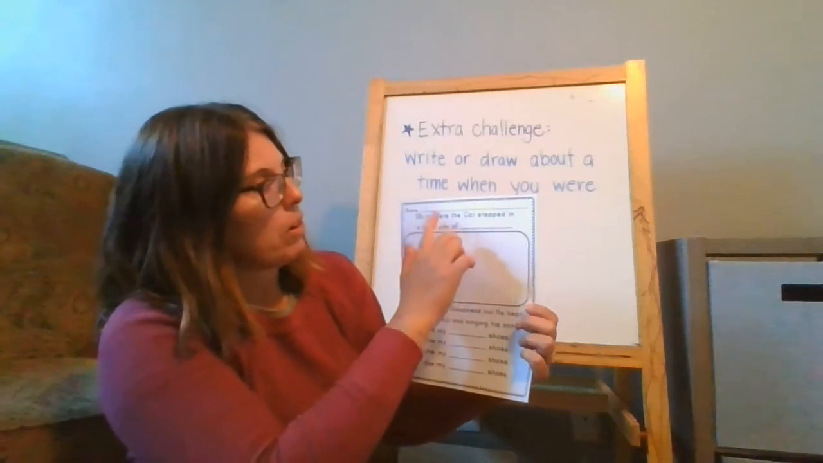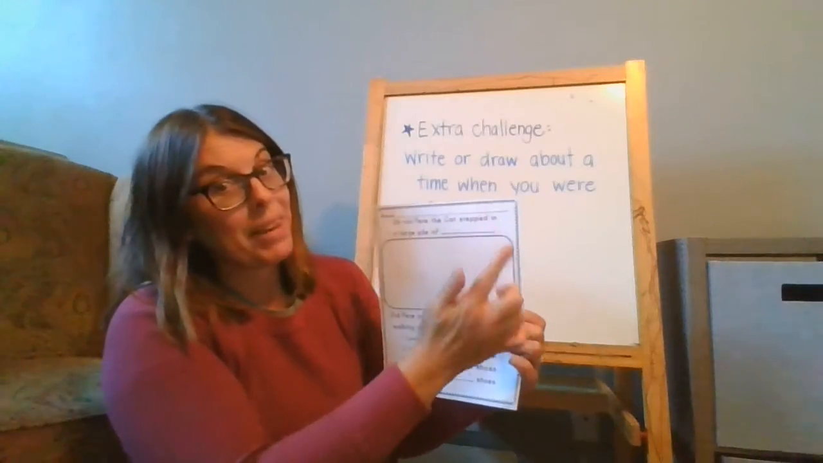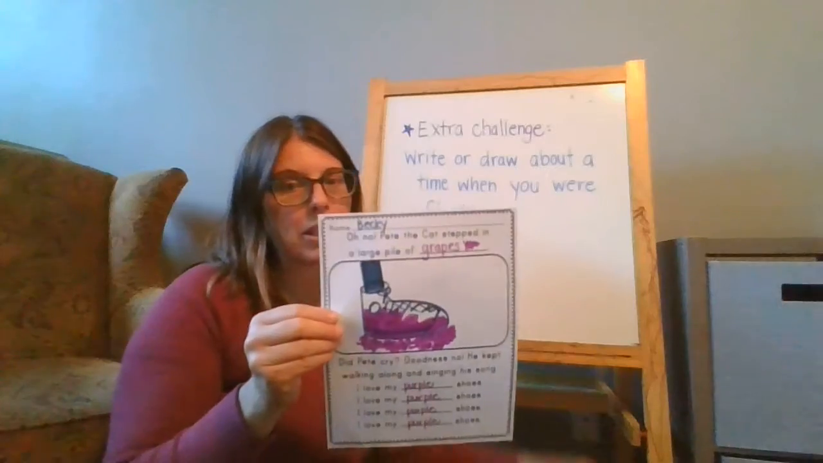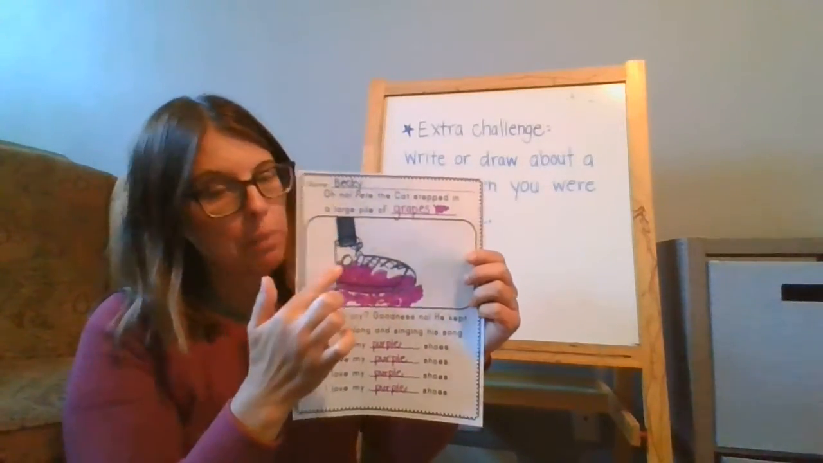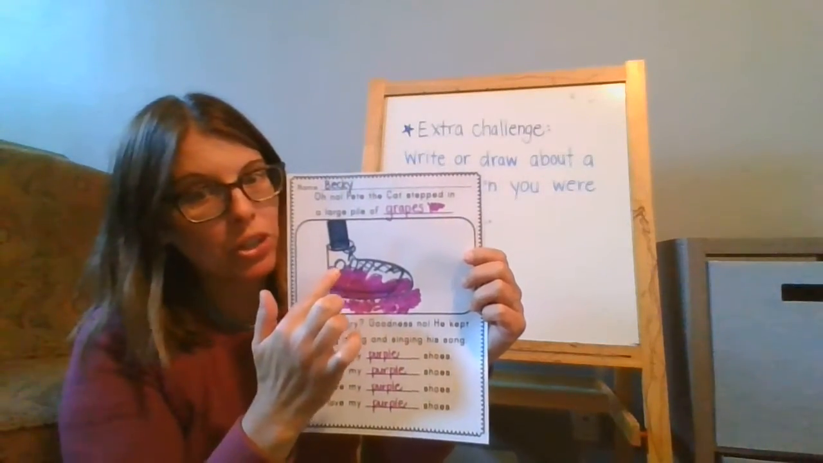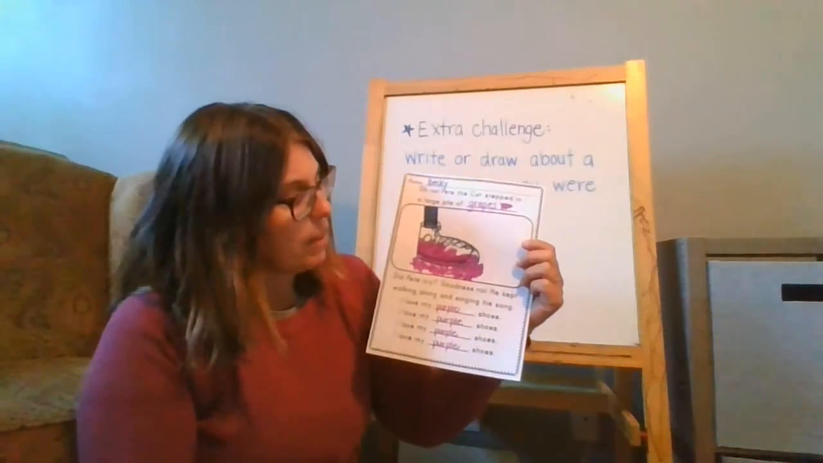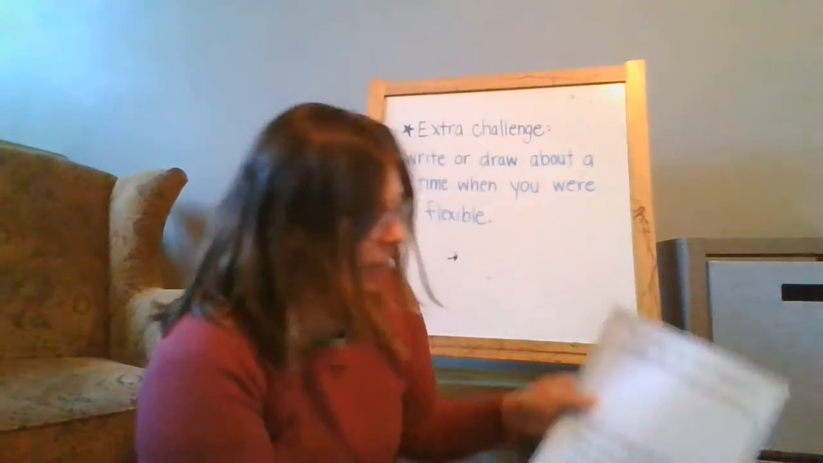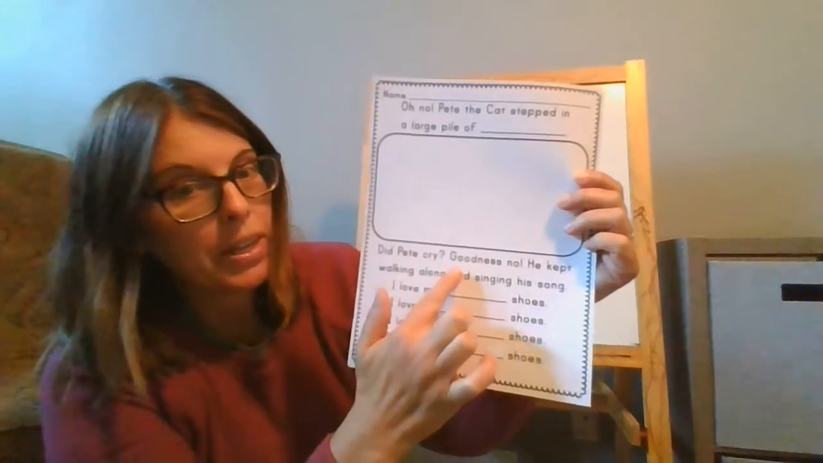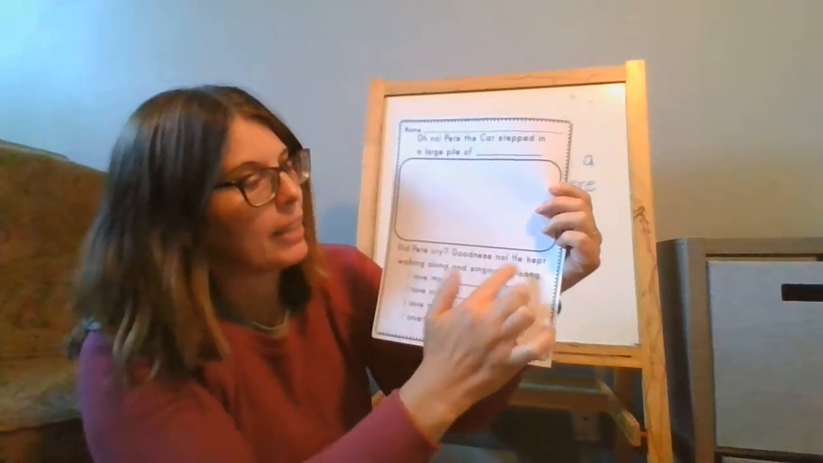Okay? Oh no, Pete the cat stepped in a large pile of something. You get to decide. And then you'll draw a picture of that. For my picture, I decided to draw a close up of Pete's foot stepping on the grapes. And look at that, the white shoe is turning purple. Okay. Then down at the bottom, it says, did Pete cry? Goodness, no! He kept walking along and singing his song.